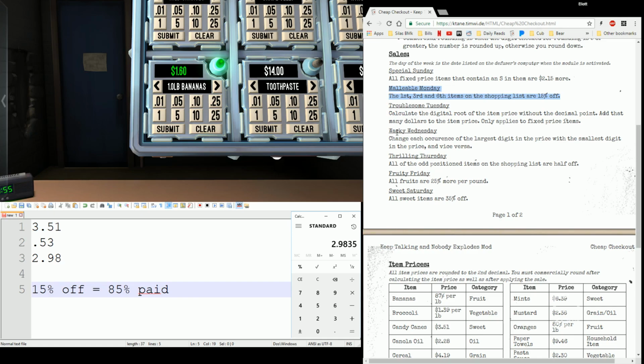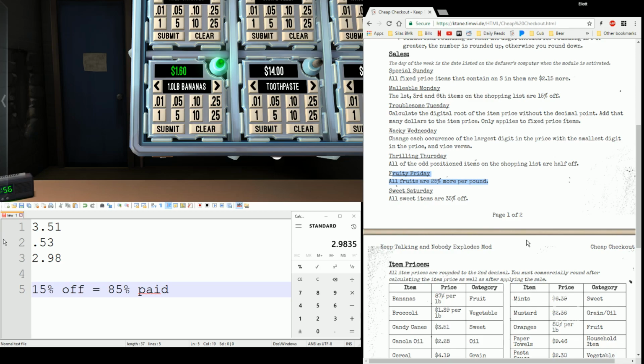I'm going to hit Tuesday last. Wednesday we just did swap the smallest digit and the largest digit. Remember to keep your leading zeros. Remember to get both occurrences if a number's in there twice. Thursday we did odd numbers are half off. Fruity Friday, all fruits are 25 cents more per pound.